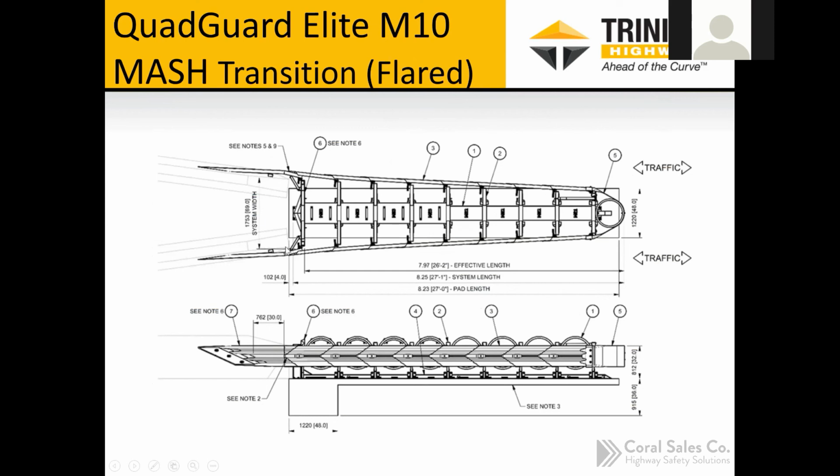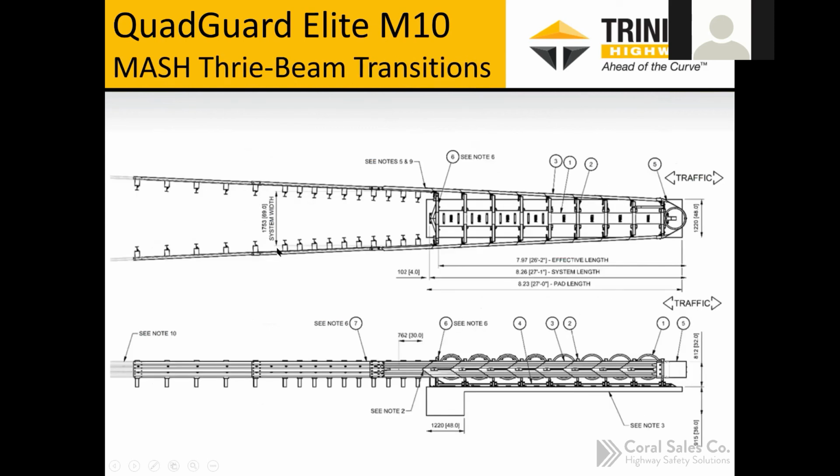Again, here's a guardrail system behind a QuadGuard Elite. Here in this case, we're showing a Thri-beam system, but at this point here, it could easily be transitioned to a W-beam system as well. And the manual has all the drawings that depict that.